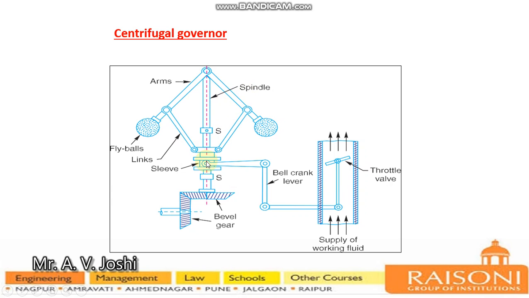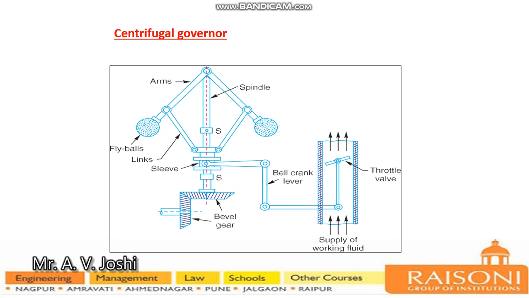On this sleeve, two links are assembled, and on the spindle two arms are assembled, and these arms and links are joined at this point. The fly balls of the governor are attached to the arms. This is the whole governor body, and the number of types of governor are based on these bodies.